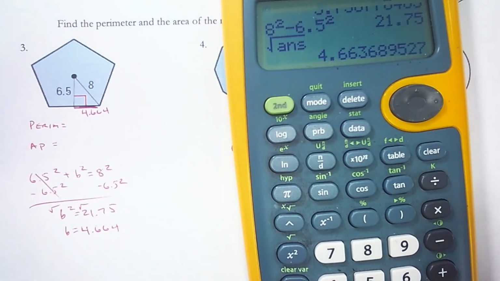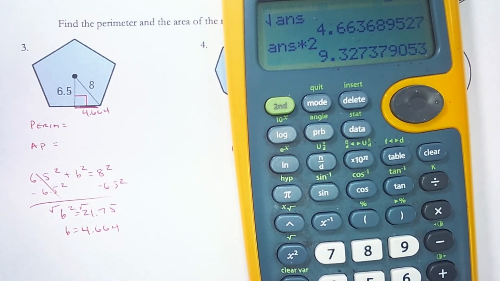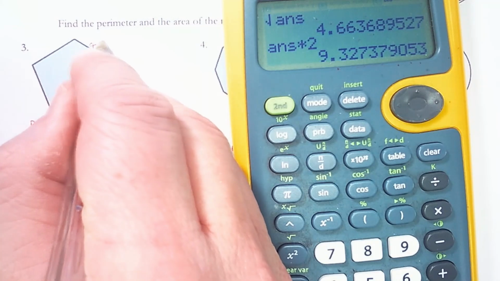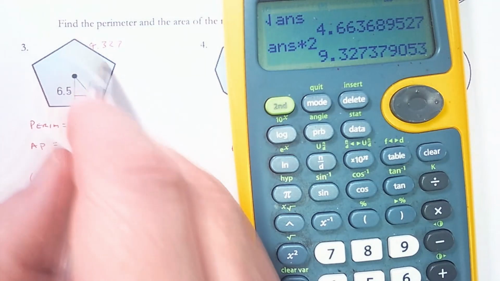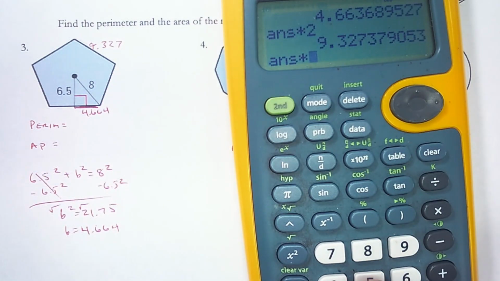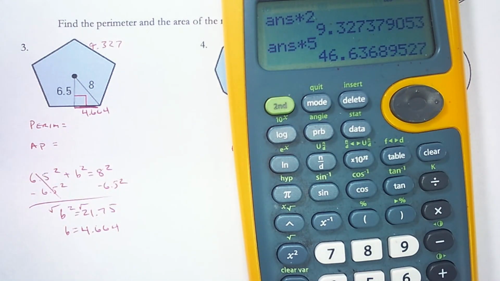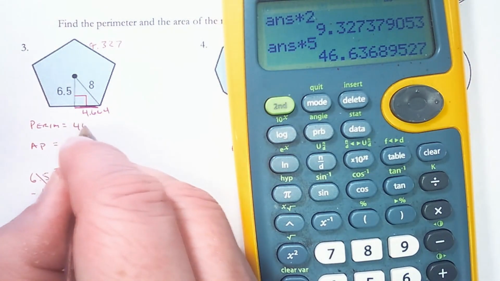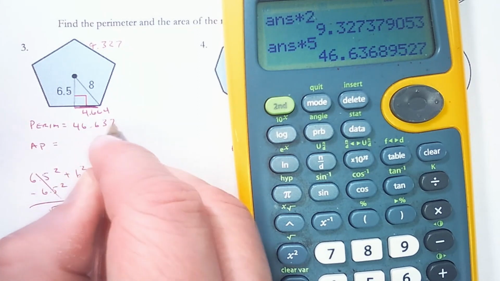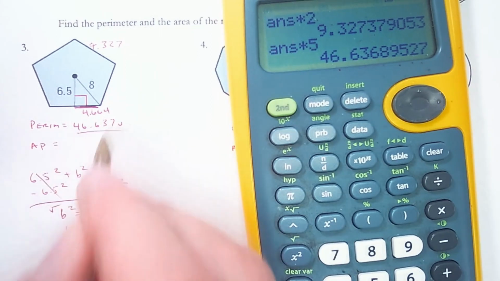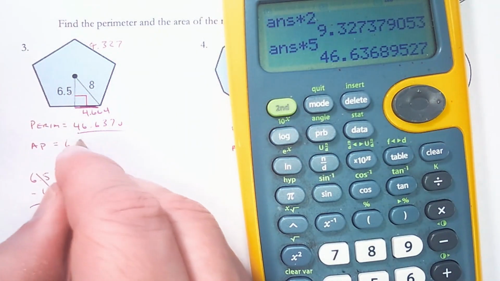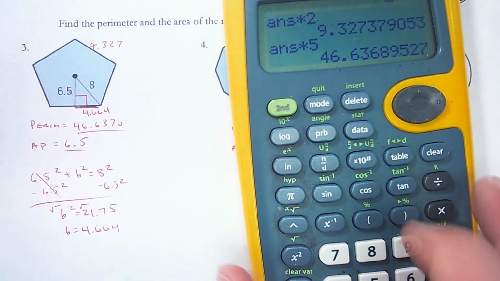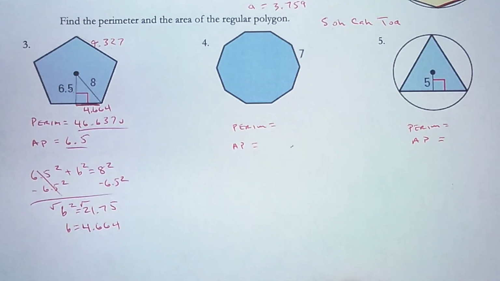Now, if I take that number and multiply it by 2, that gives me a side length of 9.327. Okay, so that's one side length of this pentagon. There are 5 sides, so times 5 gives me the perimeter, 46.637 units. There's the perimeter. Now the apothem is actually given. It's 6.5, so there's no work to do for the apothem. So that's as far as we go with that for now.